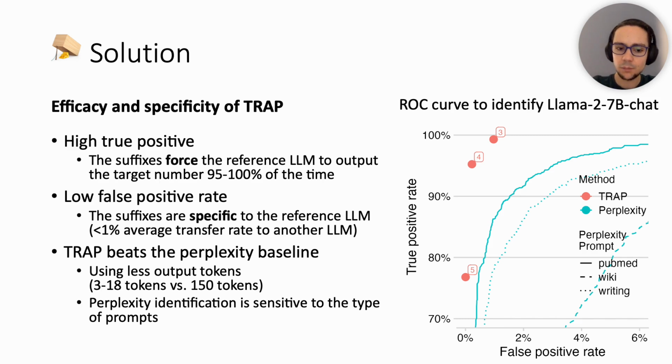The perplexity baseline also happens to be quite sensitive to the type of prompt used. So here on the right, you can see that the PubMed prompt, corresponding to the blue line, is best compared to the writing or wiki prompt. But this is actually the opposite for other reference LLMs that we looked at in the paper.